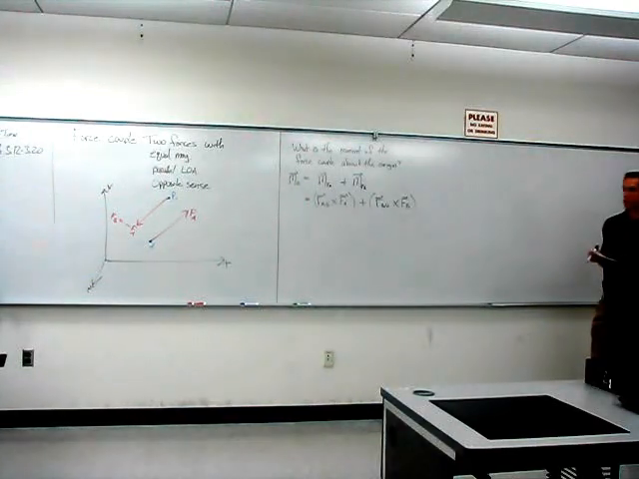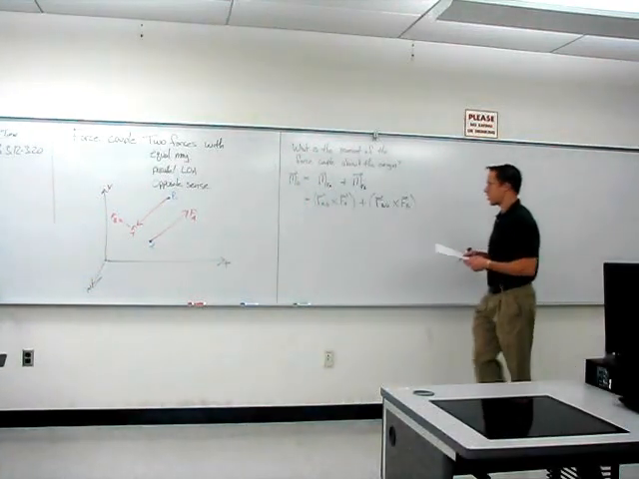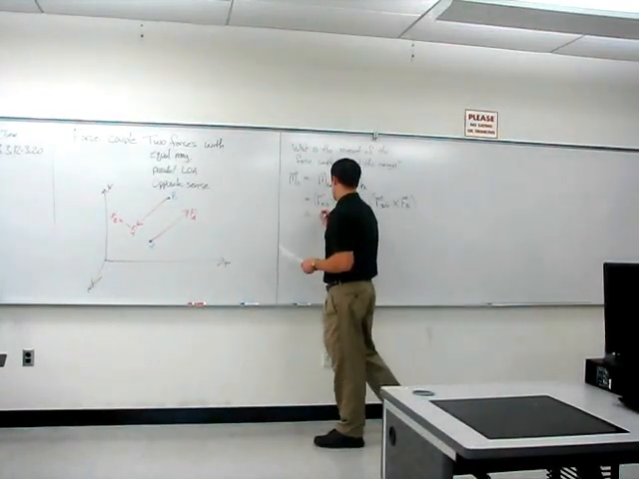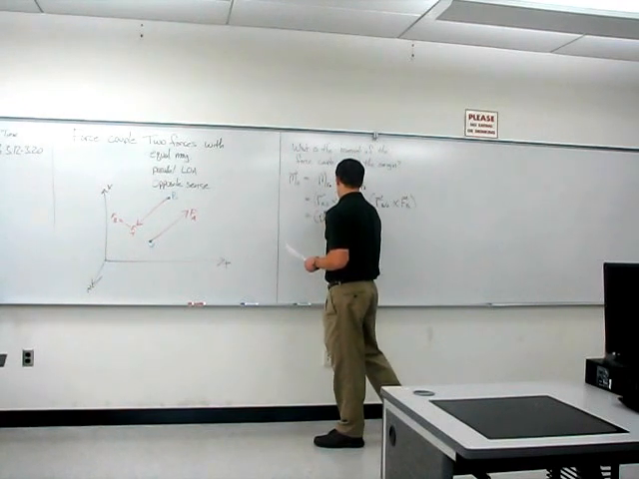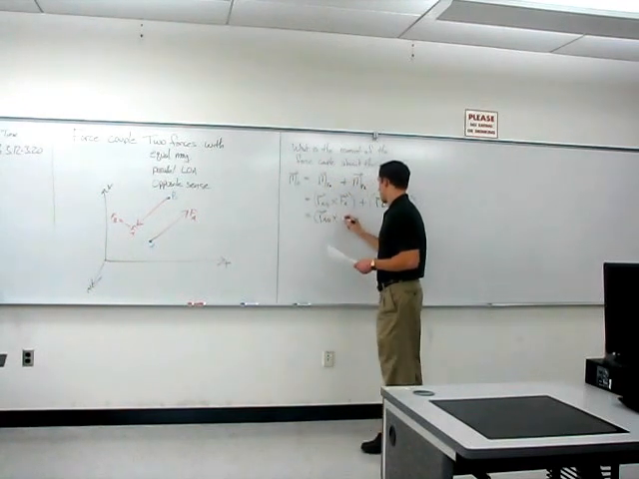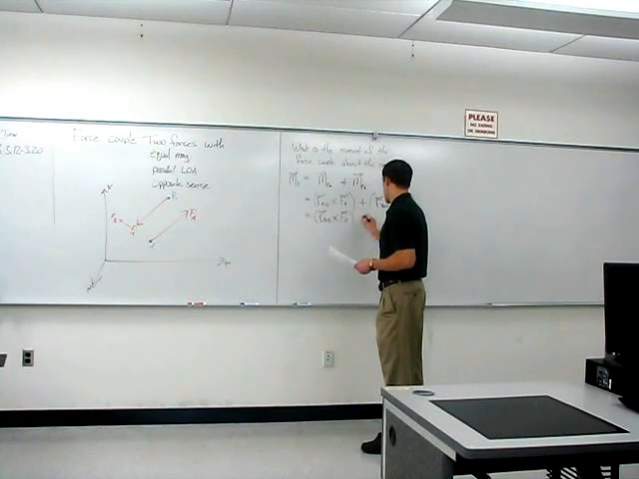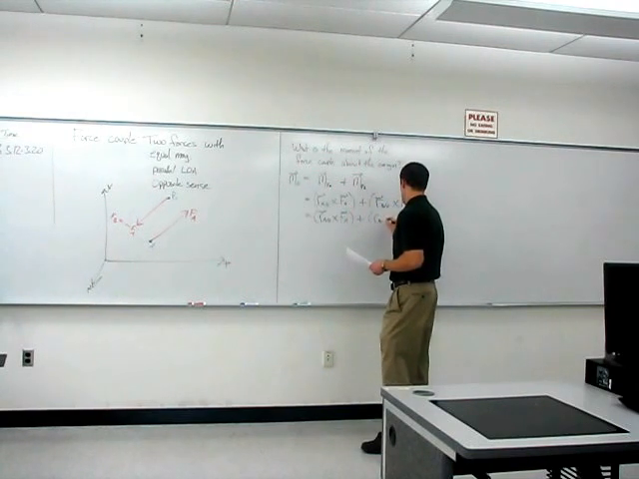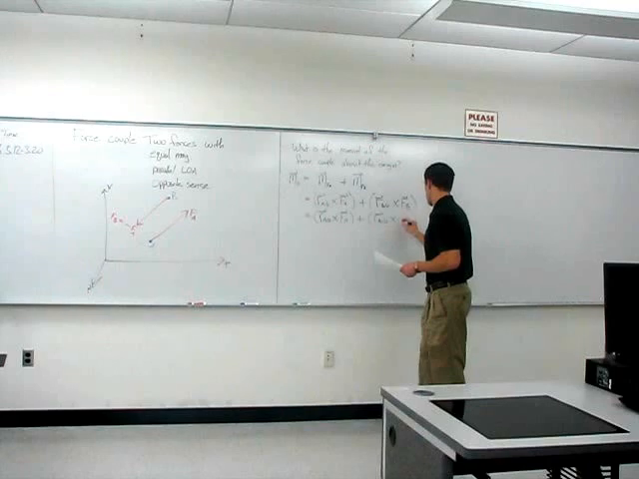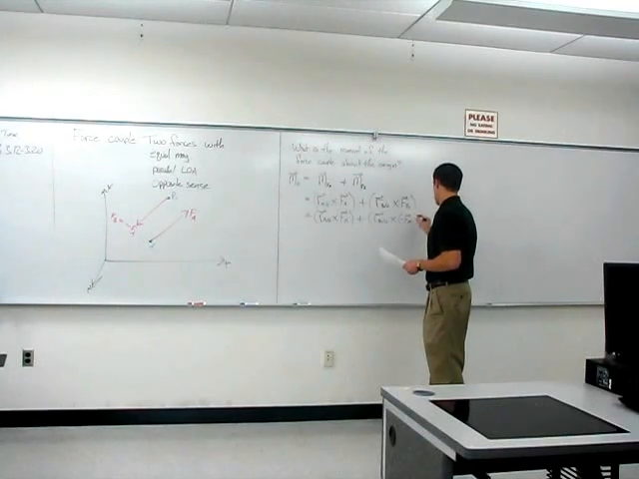Now we know something about FB. We said that it's the opposite of FA, so why don't I just make the substitution here and say that we have the position of A with respect to the origin cross FA plus the position of B with respect to the origin cross the opposite of FA.